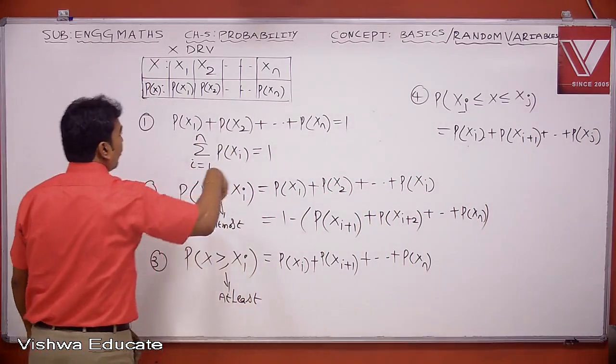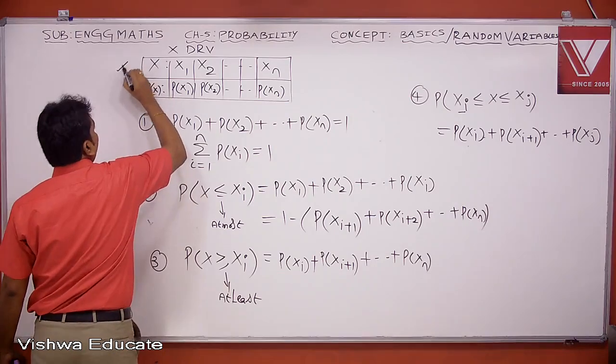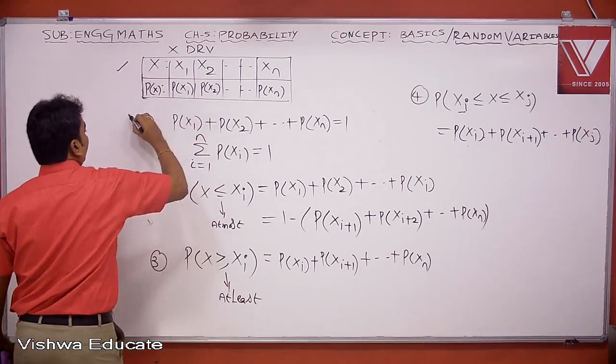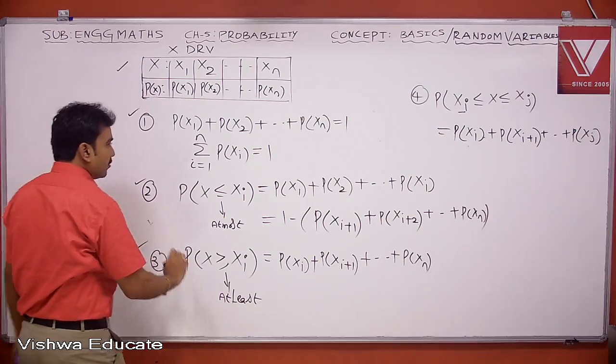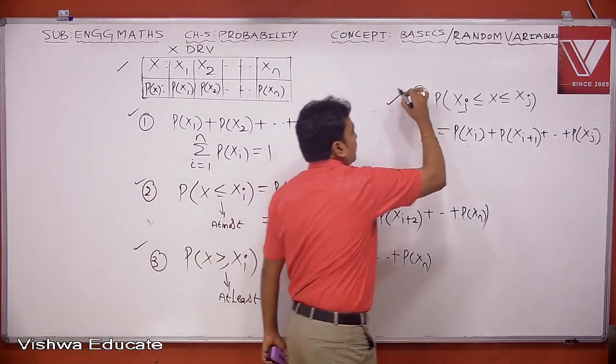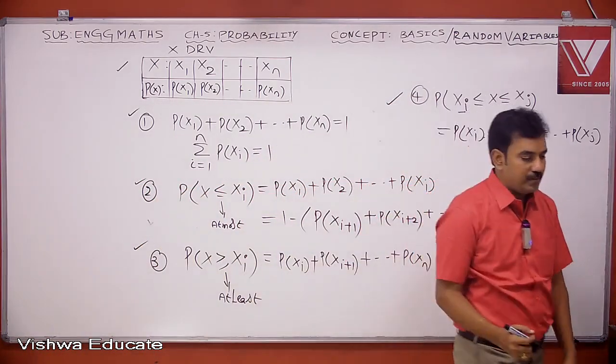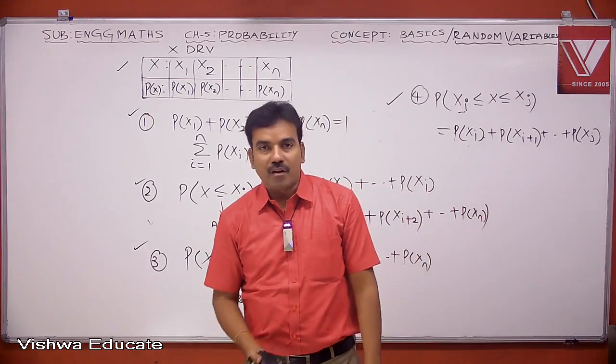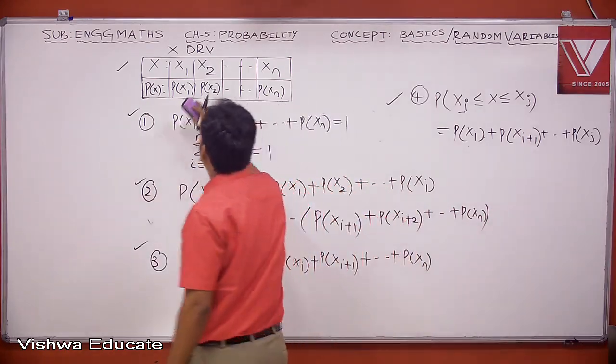So you write all these points. This is for the PDF of a discrete random variable. Then you will get 4 conclusions: 1, 2, 3, 4. Note all these points. The same points hold for a continuous random variable.